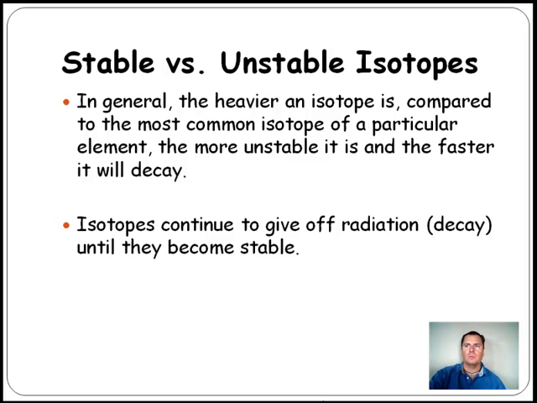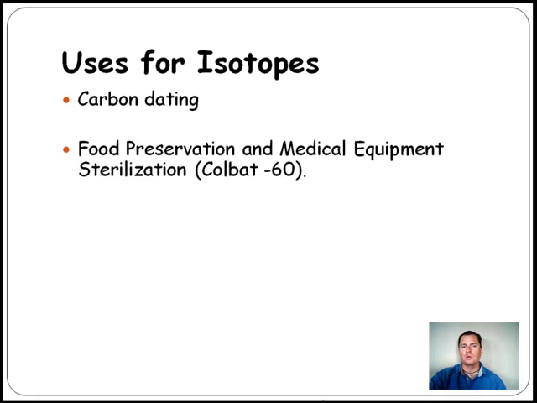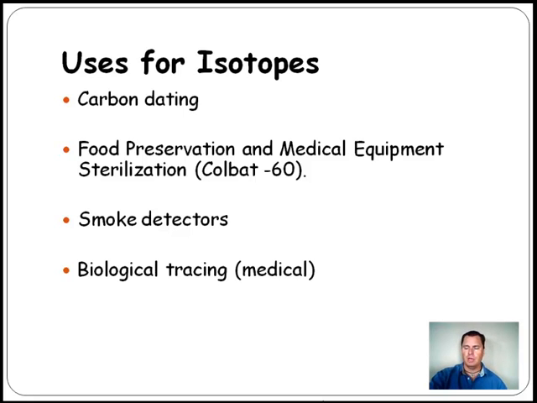Okay, uses for isotopes. Well, we already talked about carbon dating, which is telling how old something is. We can also use it for food preservation or medical equipment sterilization. They use cobalt-60 for that. We can also use it in smoke detectors to help detect smoke. We find it in medical uses in something called biological tracing. They can inject an isotope into your body and follow it through your body to see what's going on, see if there are any blocked arteries or veins. We can also see it in explosion detection. If you've ever gone through one of the puffer machines at an airport when you've flown, those use isotopes.